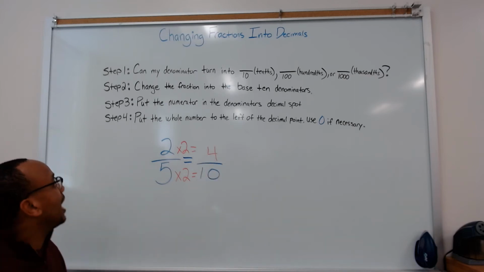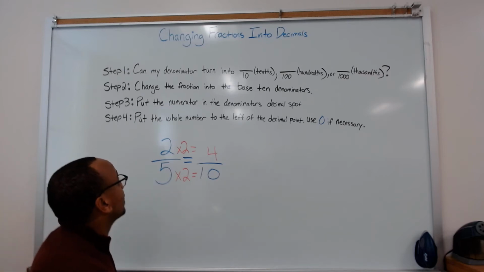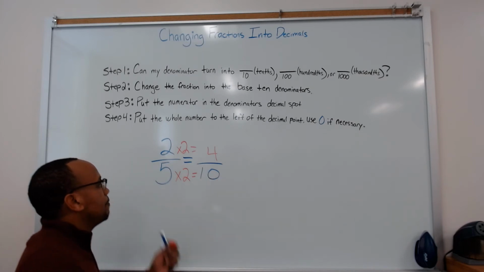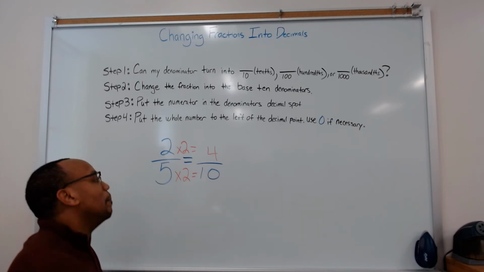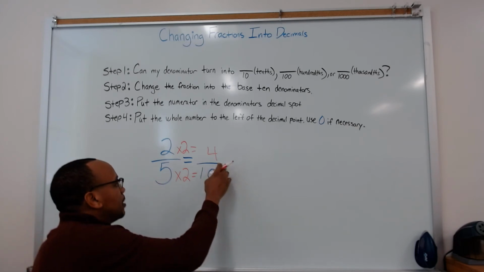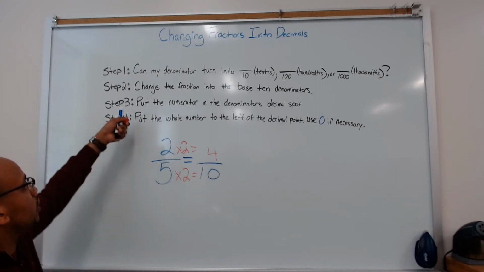So now I have completed step 2. I have changed the fraction into a base 10 denominator. This is tenths now instead of fifths. All right? Fifths is not a base 10 spot, but tenths is. Right? So now 2/5 has been converted into 4 tenths. That's step 2.